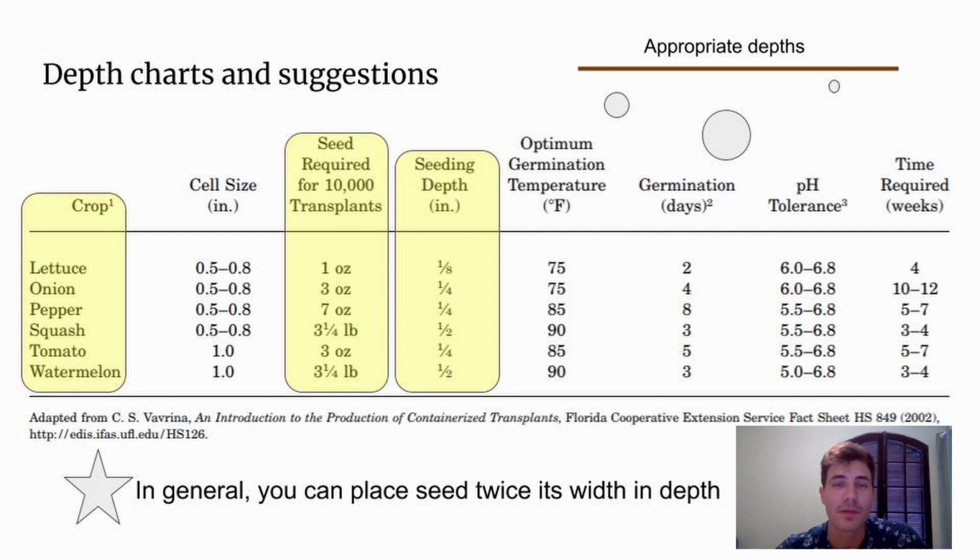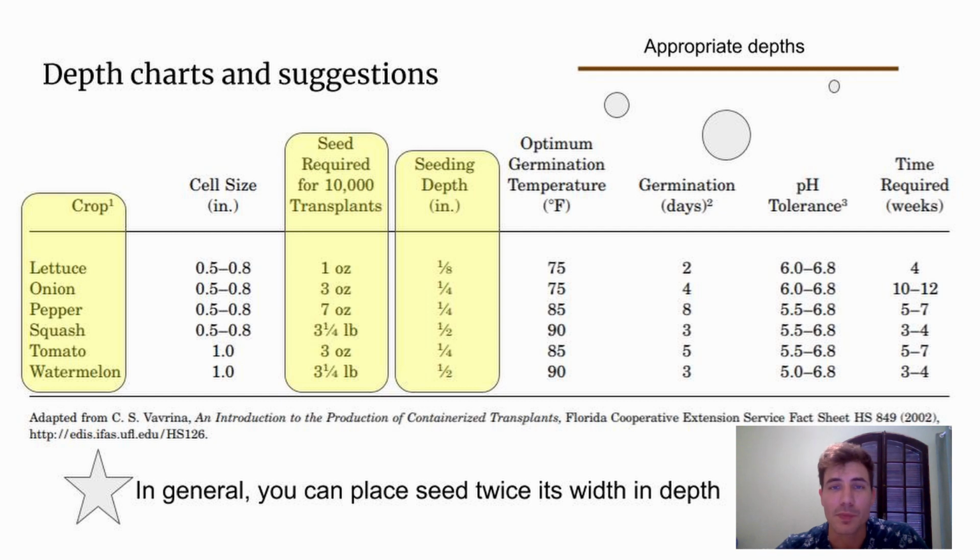Squash, which are very large seeds, think of edible pumpkin seeds, require 3¼ pounds of seed to start 10,000 transplants, and can be safely planted at a depth of 1/2 of an inch. In general, you can place a seed twice its width in depth.